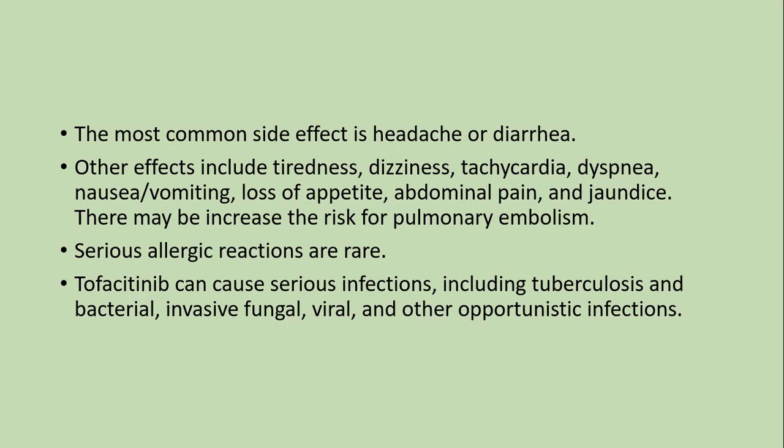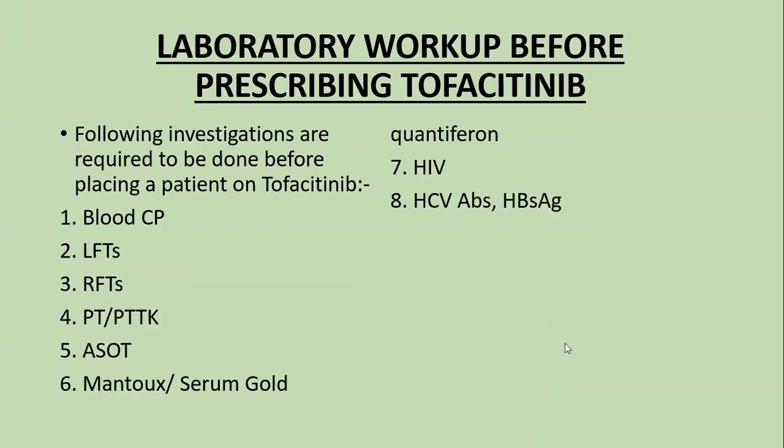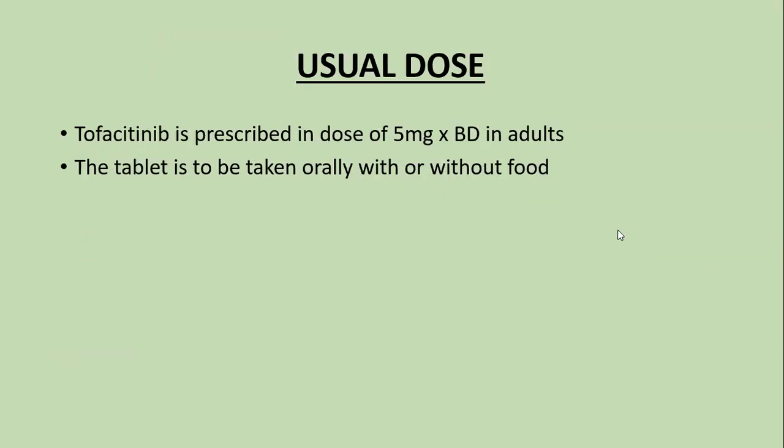Tofacitinib can cause serious infections like tuberculosis, bacterial, viral, fungal, and opportunistic infections. Laboratory workup before prescribing tofacitinib: the following investigations are required: complete blood picture, liver function, renal function, PT, PTTK because it can cause coagulation problems, ASO titer, Mantoux and serum QuantiFERON gold, HIV, hepatitis B and hepatitis C, and add ECG here. Usual dose is 5 mg twice a day. Tablet is taken orally with or without food.